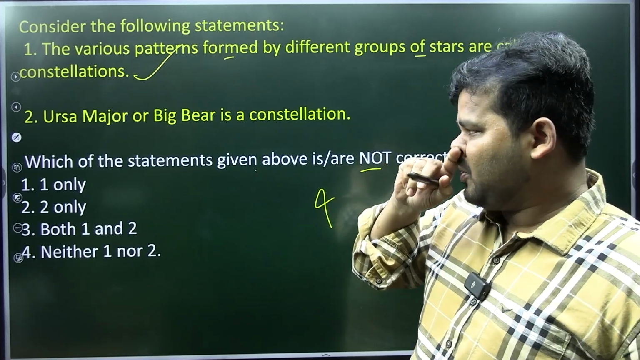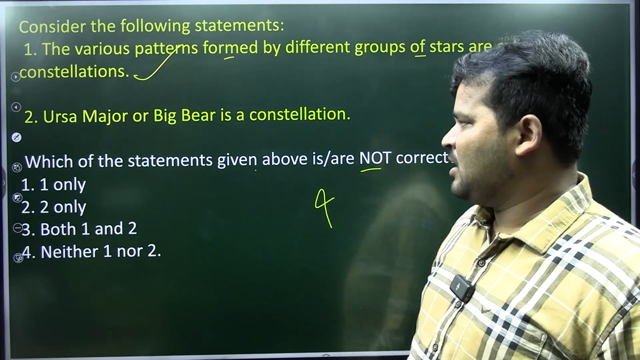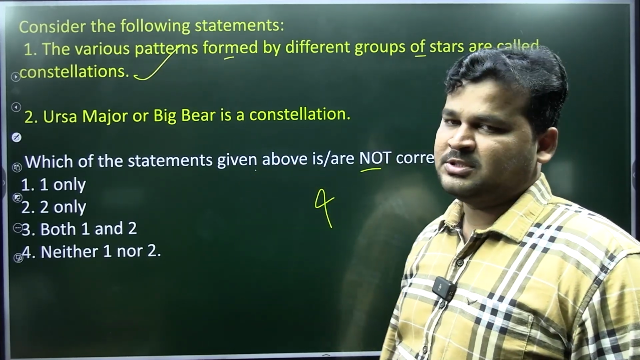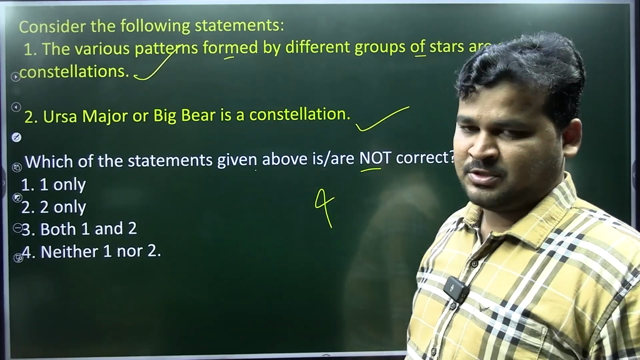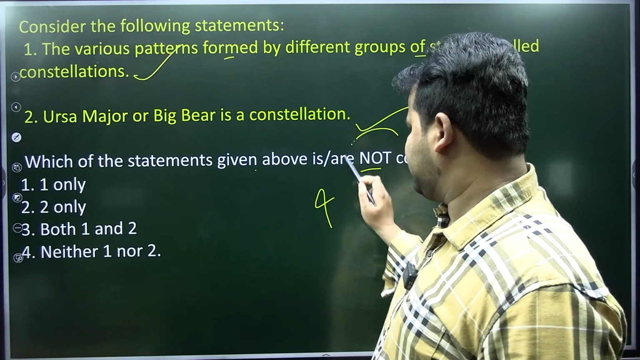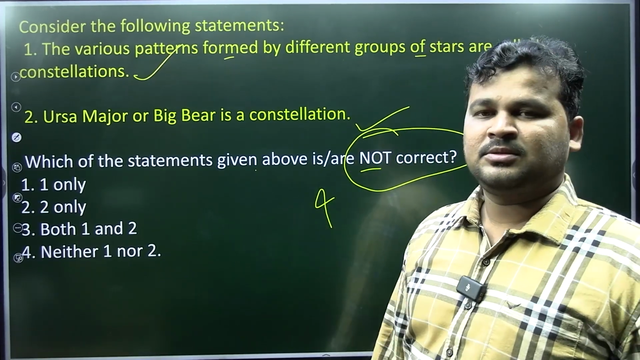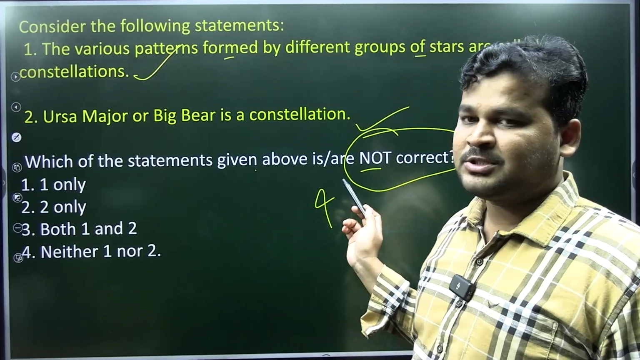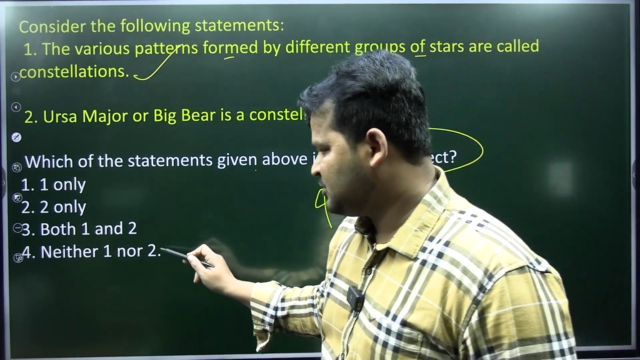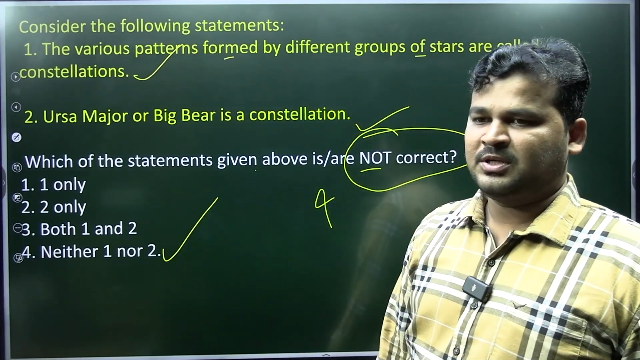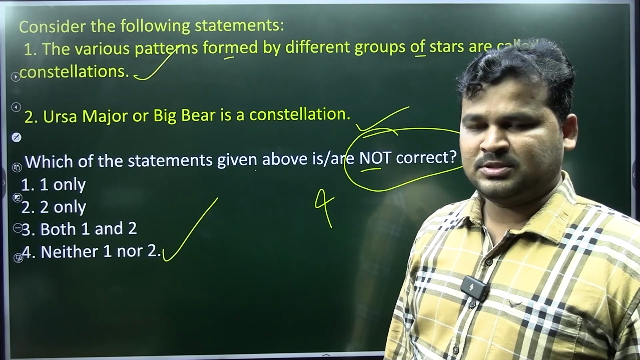Next, Ursa Major or Big Bear is a constellation. Exactly. So finally both the statements are true. But in the question they have mentioned that they want to know the not correct, incorrect ones. So here nothing is incorrect. So the answer will be 4.